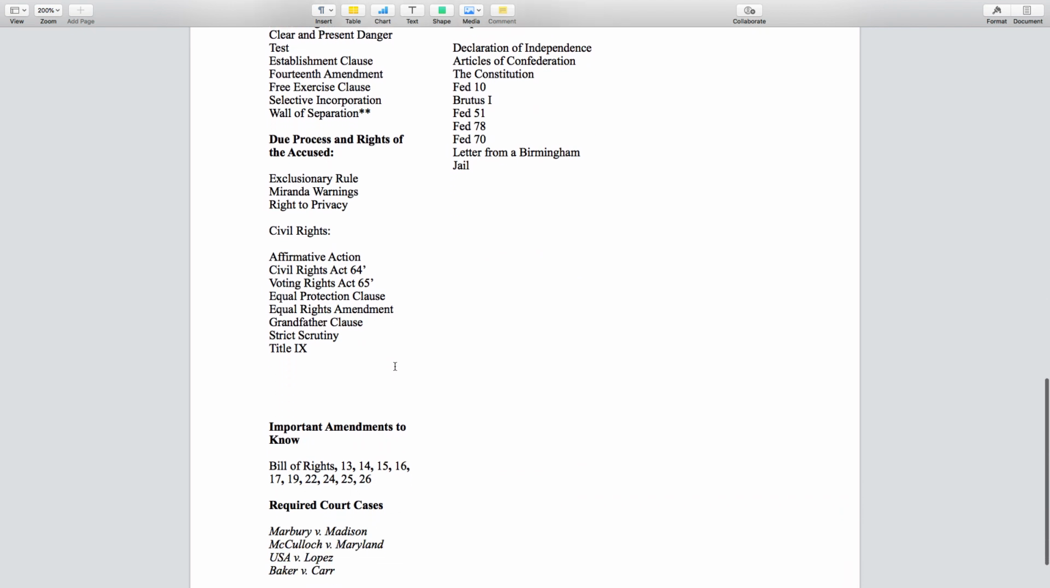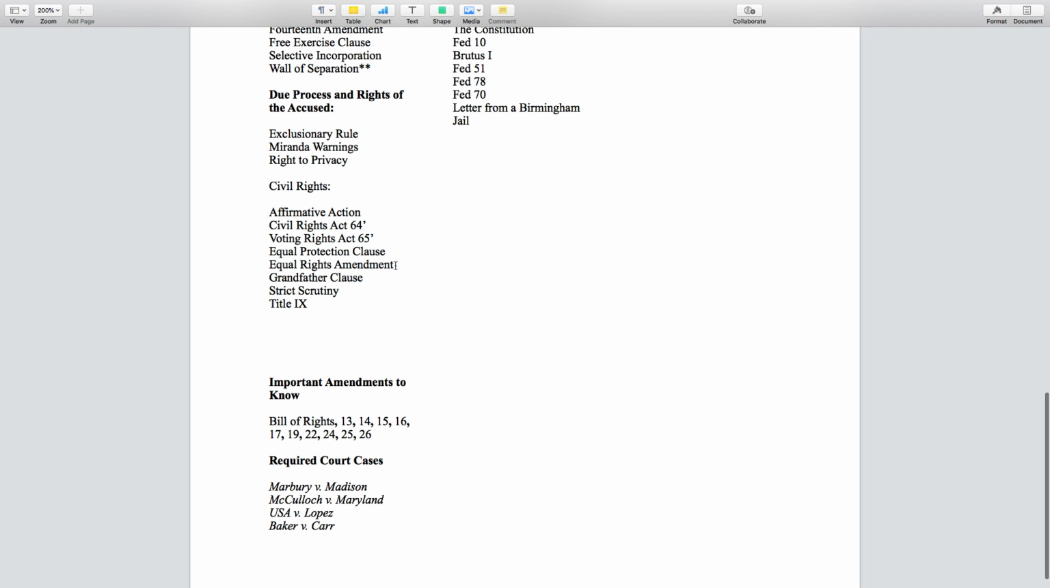Let's see here. The Equal Rights Amendment was approved at the federal level, but it never received that ratification at the state level. It was basically going to say that the federal government and states have to treat the genders equally. This would have been beneficial in ensuring things like equal pay in the workforce.